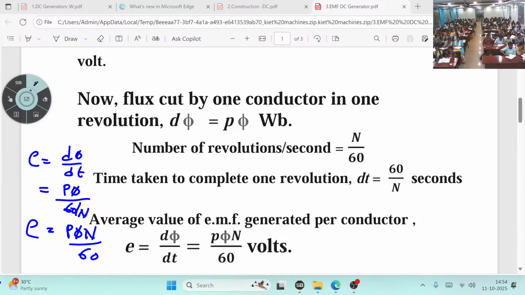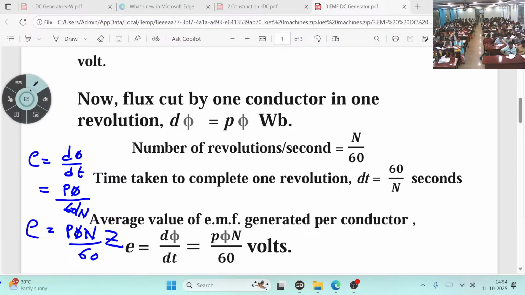How many conductors are available? This is for one conductor. Z conductors are available in the DC generator. The EMF generated for one conductor is P phi N by 60. Now how many conductors do we have? Z conductors, so multiply by Z. This is the EMF induced in the Z conductors.